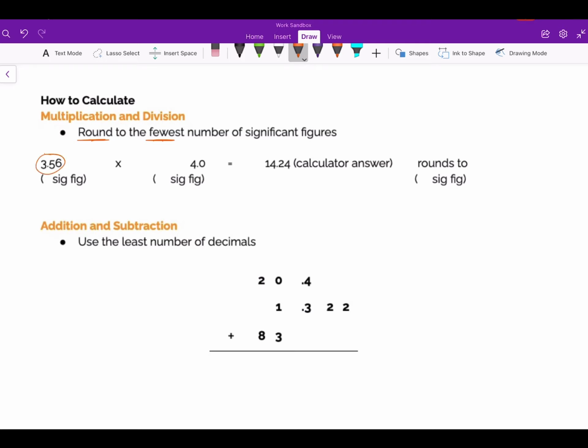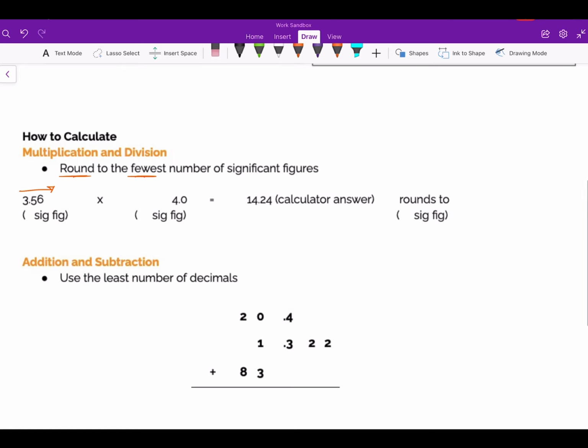So looking at 3.56, Pacific, present, has 1, 2, 3 significant figures. 4.0, decimal present, move from Pacific to Atlantic, it has 2 significant figures. This means our answer is only going to have 2 significant figures in it because that's our least amount. So we need to round this number to 2 significant figures, which means we have to cut off this 0.24. And 0.24 is not enough to round it up to 15, so we have our answer as 14.